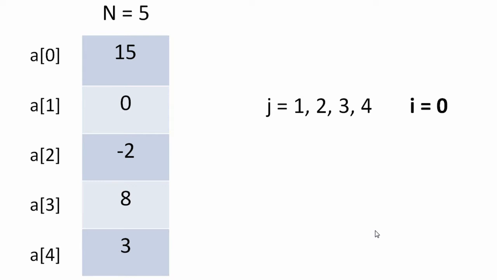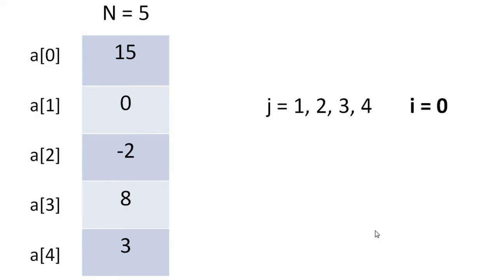The number of iterations to complete the sorting in bubble sort will be one less than the number of elements in the array. Here we have 5 elements, so the number of iterations is 4. We will refer to it as j, so j is equal to 1, 2, 3, 4.